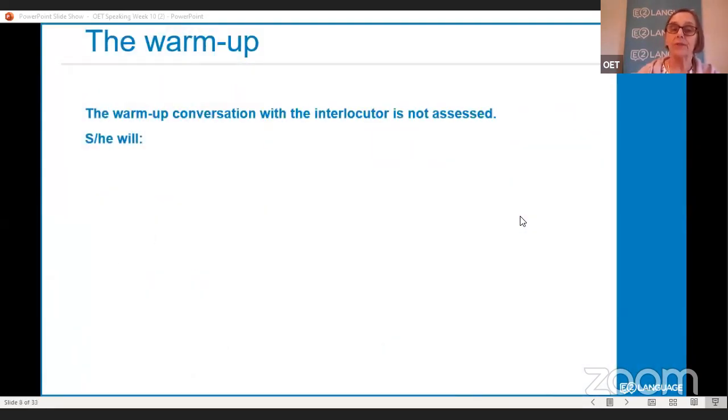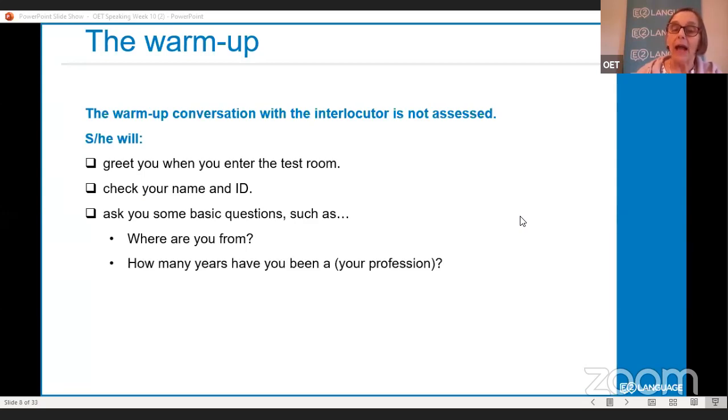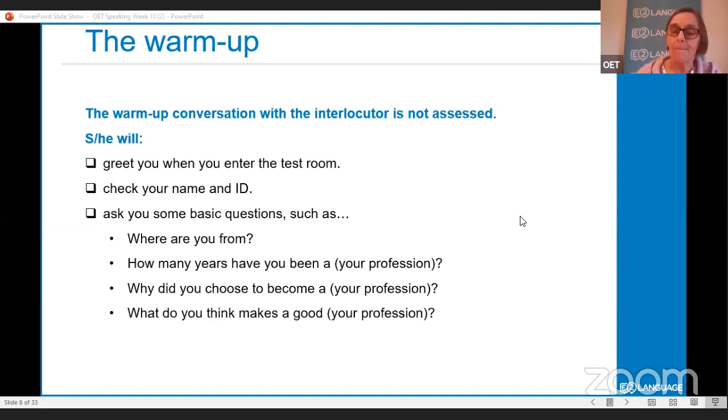So to get started, there's that warm-up conversation with the interlocutor. They will greet you and check your name and your ID. We talked about that. Then they'll ask you some questions, as I said, just to break the ice, such as: where are you from? How many years have you been a doctor? Or why did you choose to become a nurse? What do you think makes a good doctor or nurse or whatever profession you are? There's a variety of other things, but some pretty standard things.